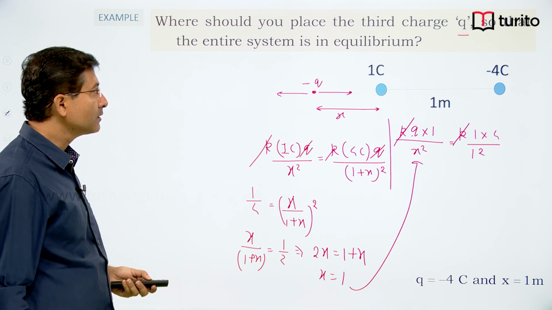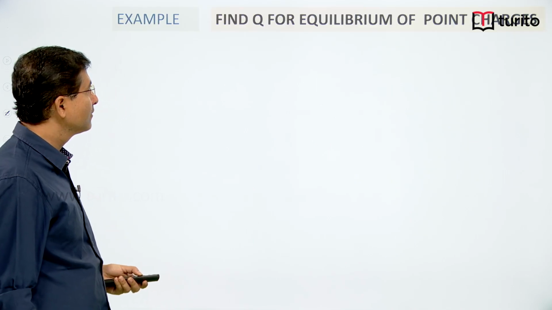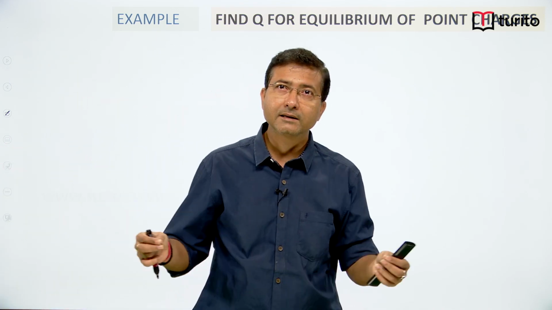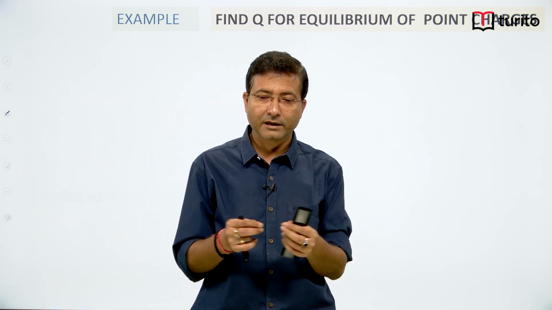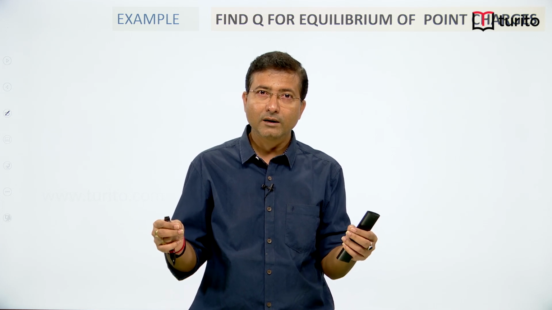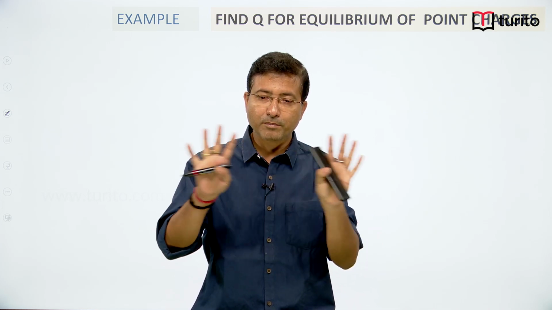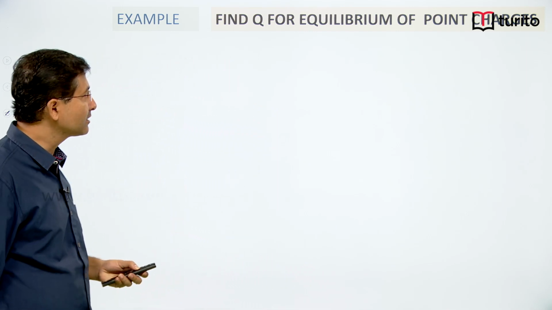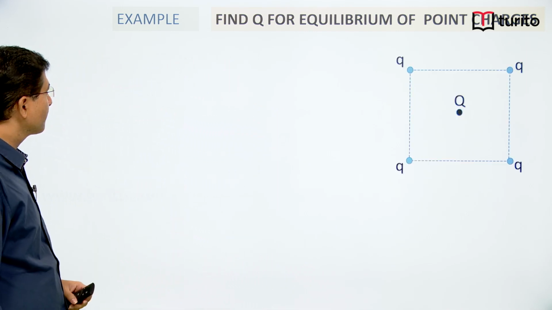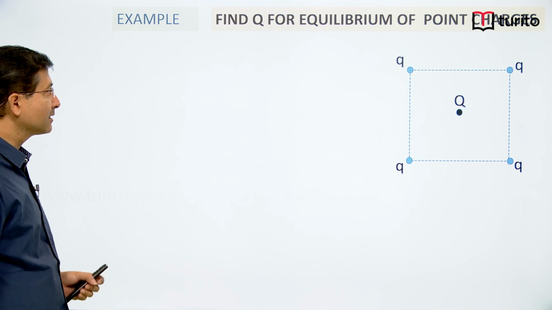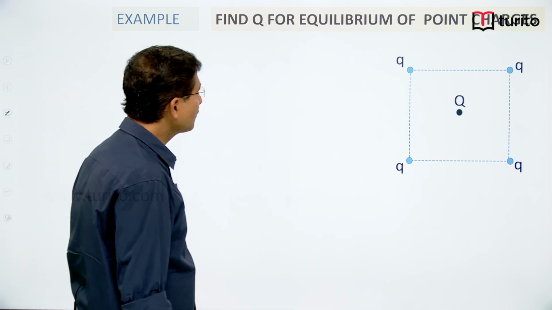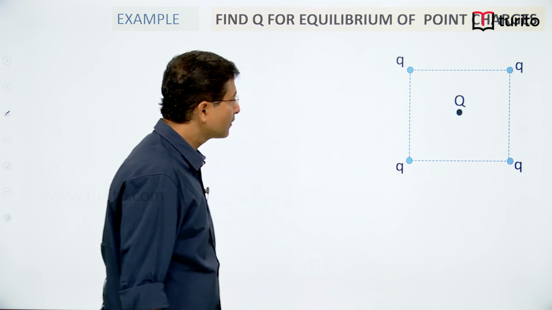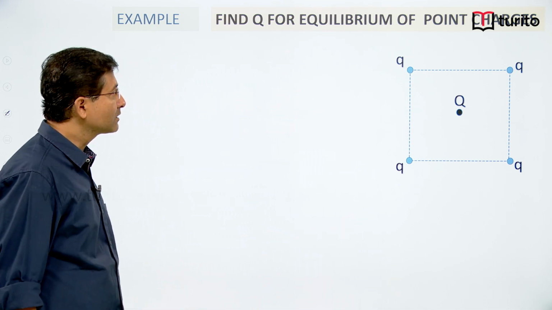Now let us see another example. So instead of taking all the charges on the line, now I am taking charges on a plane. It can be in 3 dimensions also, right. So I am taking charges on a plane. Let's take this example. Find q for equilibrium of the point charges, right. So what's the value of q?